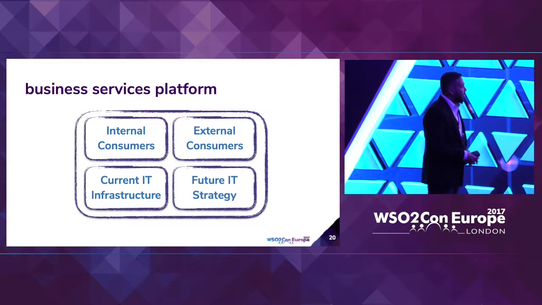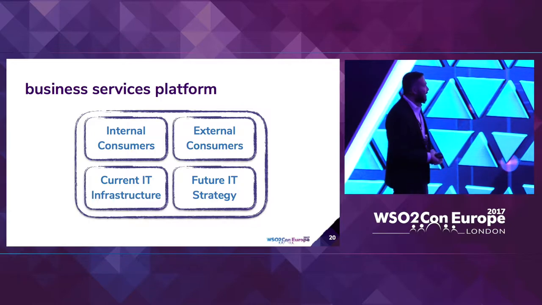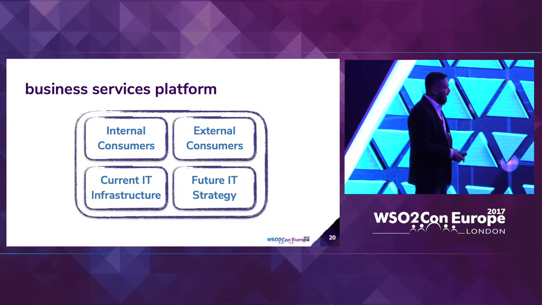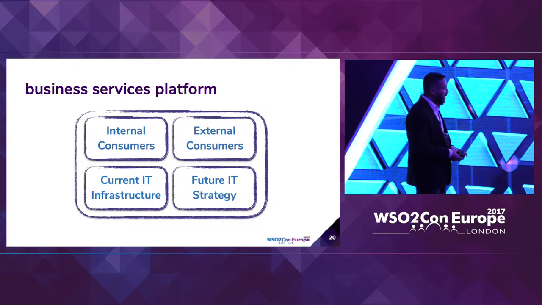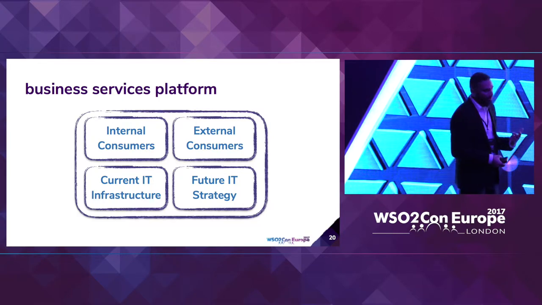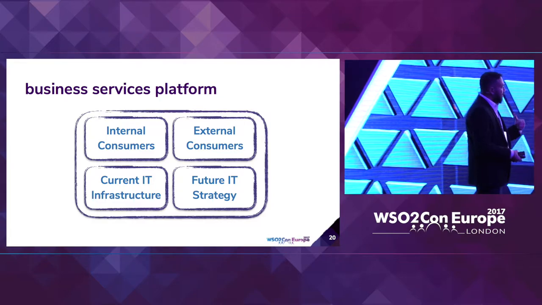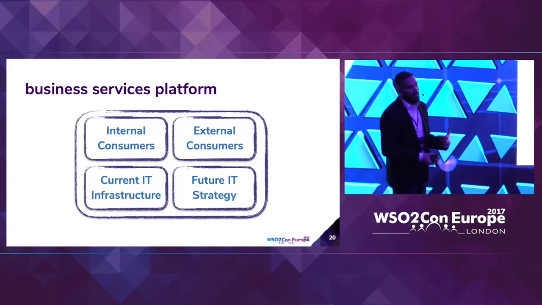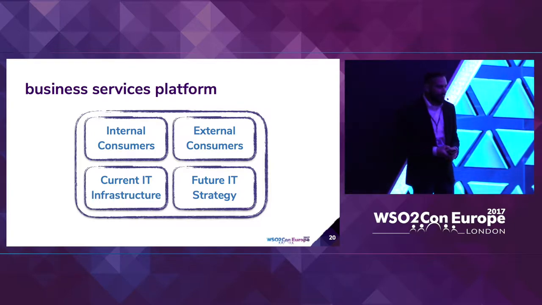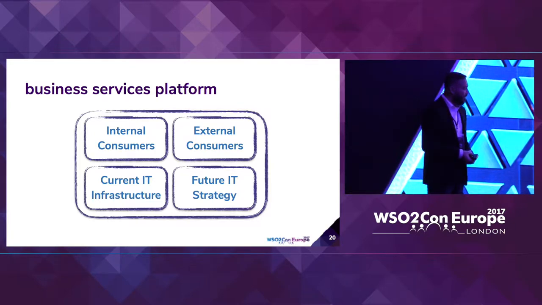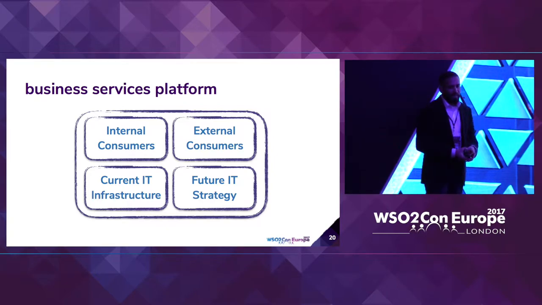Then the business services, this is something we identified even before digital transformation came into the picture. So how should we start looking at the transformation strategy? The four things. First thing is we need to look at the internal consumers, because there are a lot of internal consumers using this application. Then we need to look at the external consumers. The next thing is we need to look at the current IT infrastructure, because we can't start everything from scratch.